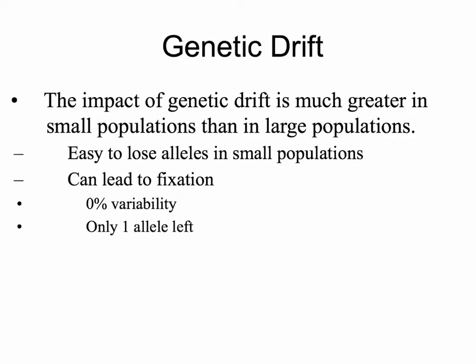We can see that the impacts of genetic drift are much greater in small populations than they are in large populations. In small populations, it is easy to lose alleles, and this can lead us to fixation when we see no variability left in the population. Fixation is when there's only one allele, and that allele has a frequency of 100%.